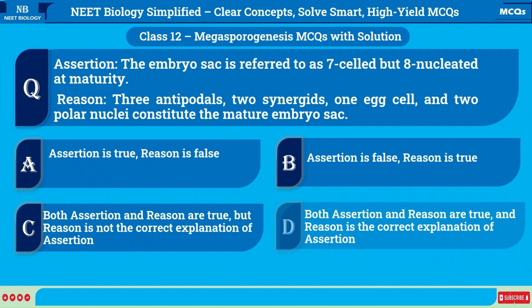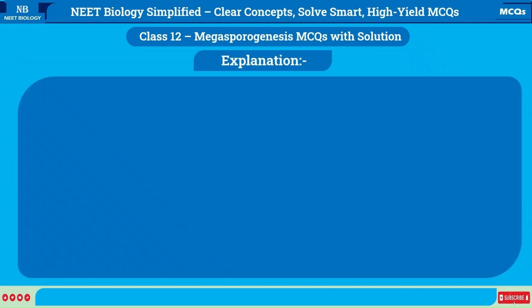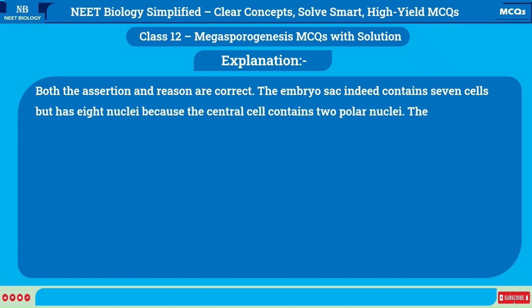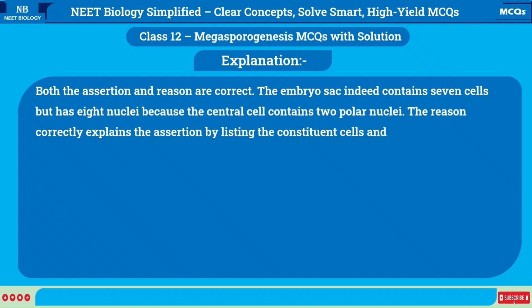Correct answer is D. Both assertion and reason are true, and reason is the correct explanation of assertion. Explanation: both the assertion and reason are correct. The embryo sac indeed contains 7 cells, but has 8 nuclei because the central cell contains 2 polar nuclei. The reason correctly explains the assertion by listing the constituent cells and nuclei.